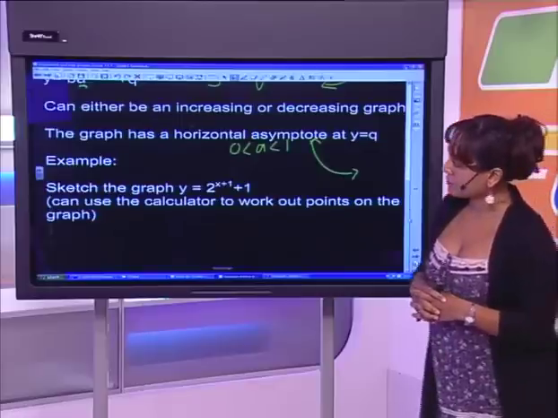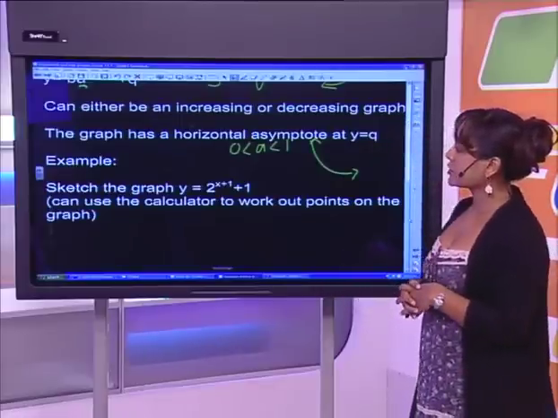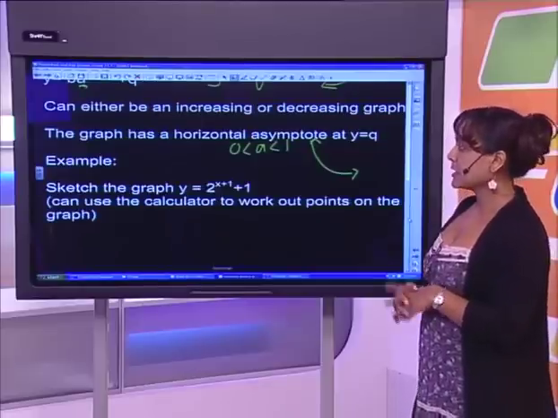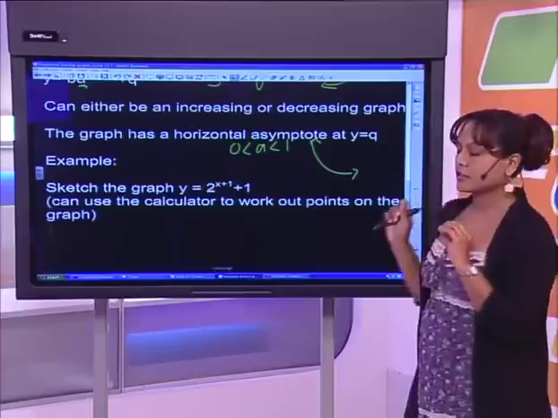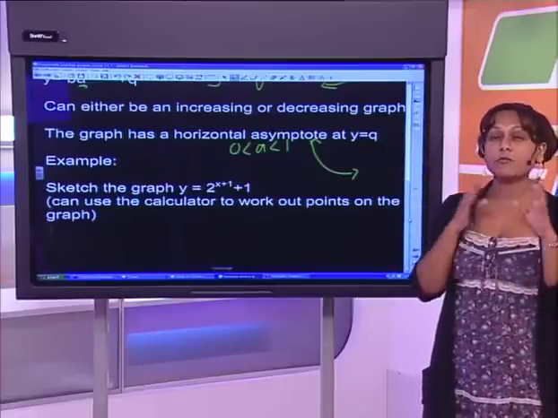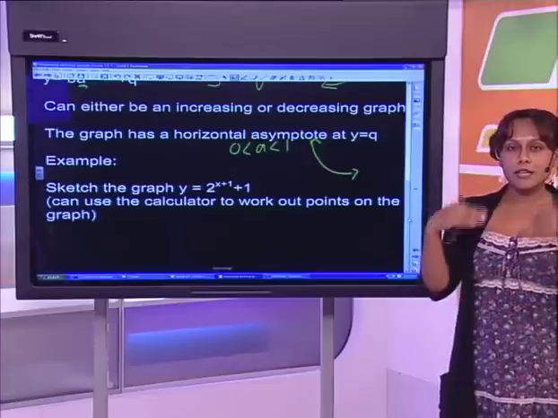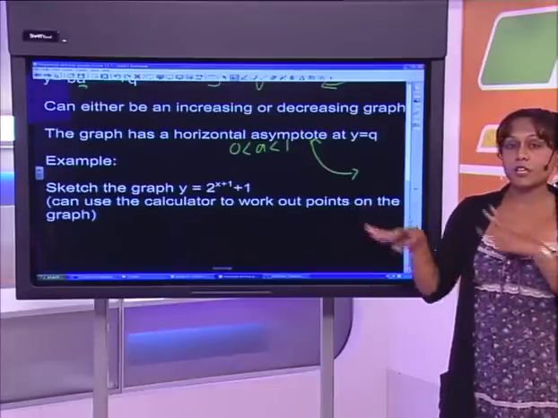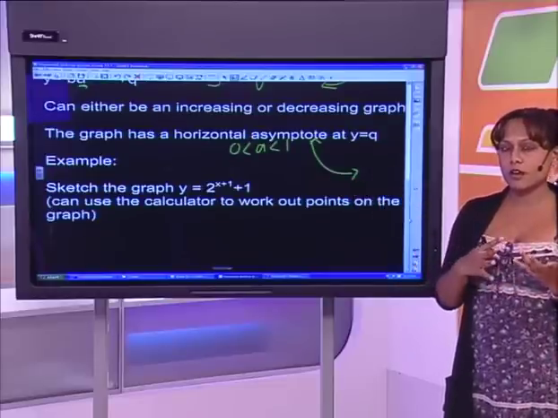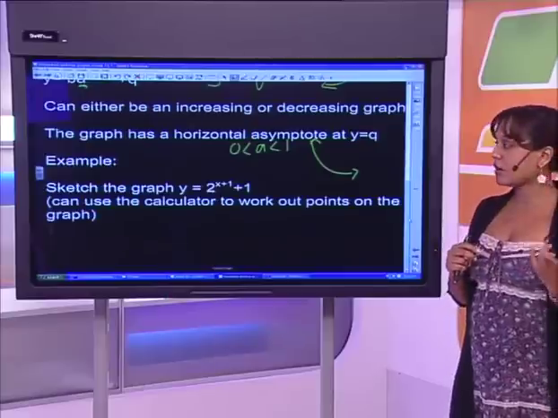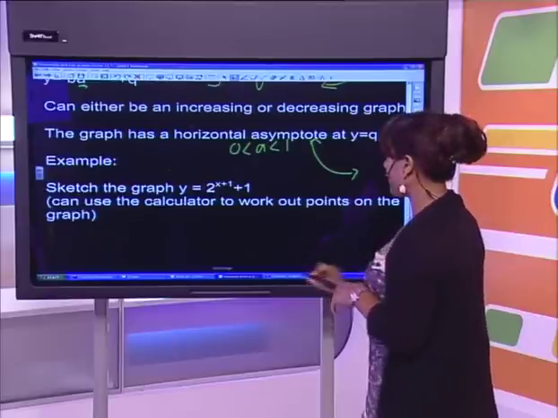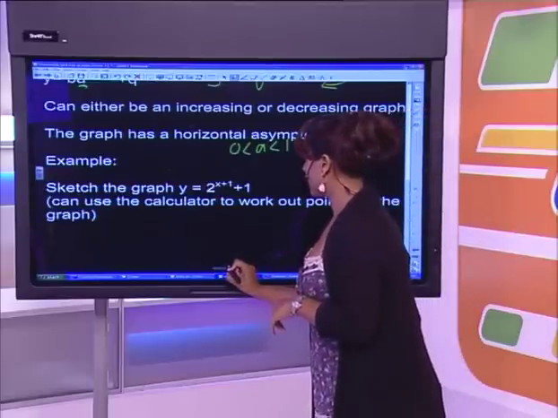Okay. So the graph we've got here is y is equal to 2 to the power of x plus 1, plus 1. You can use your calculator to work out the points on the graph. Now what I'm going to do is show you how to sketch the graph, and I'm not going to use a calculator. Later on, when we come back after the break, I'll show you how to use the calculator to get points on this graph. So if you really want to know how to use the calculator, you're going to have to come back after our next break. But for now, let's look at y is equal to 2 to the power of x plus 1, plus 1.